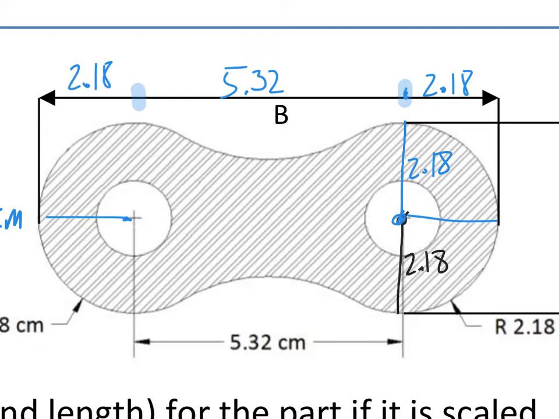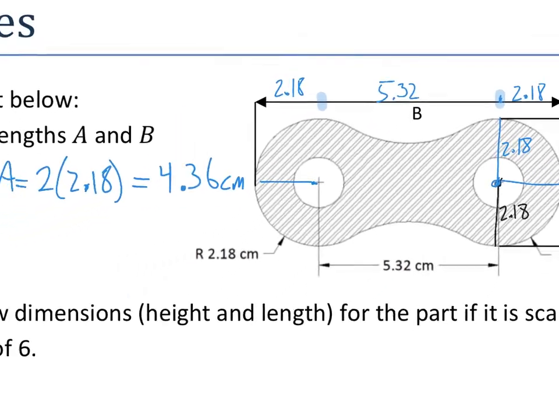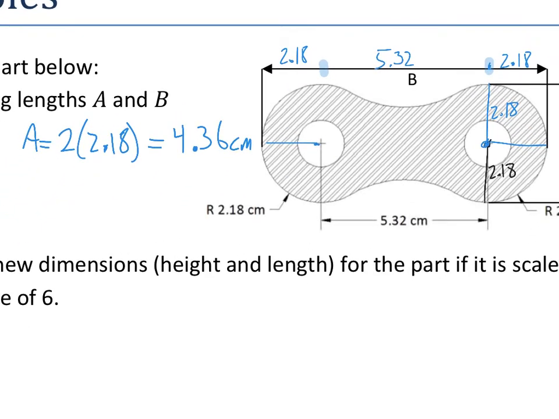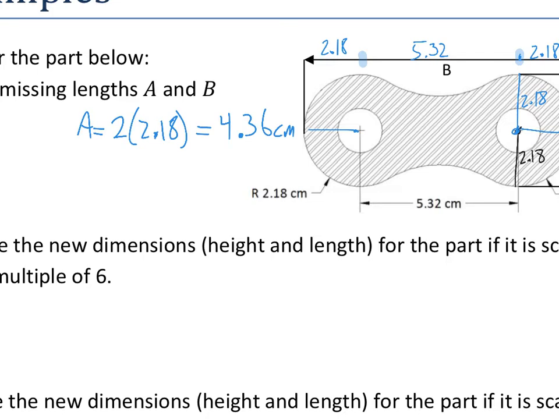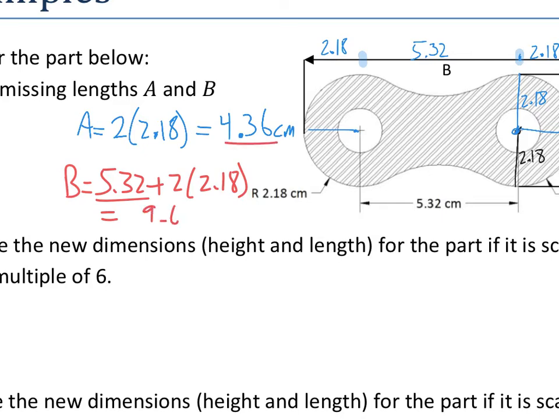Okay? So what do we have there? We got a grand total of 5.32 plus 2 of those 2.18s. So we can say B is 5.32 plus 2 of the 2.18s. And you can punch that in a calculator and you get 5.32 plus this thing right here, 9.68 centimeters. All right. That's the idea there, right?